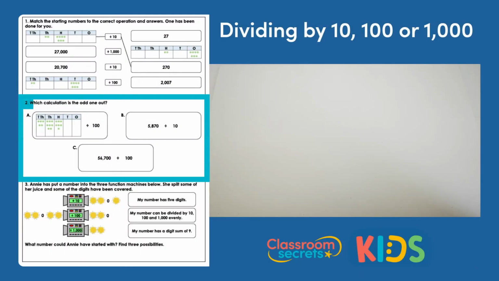Question 2 says, circle the calculation that is the odd one out. So our first task is to find out what the answers to these calculations are so we can deduce which one is not the same as the others.